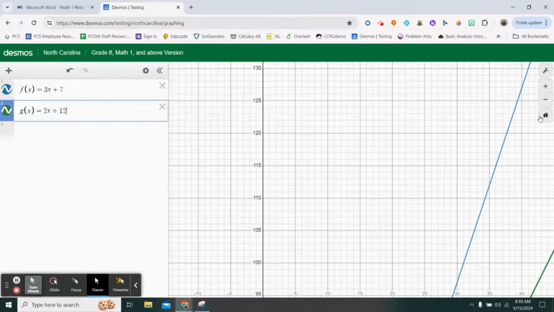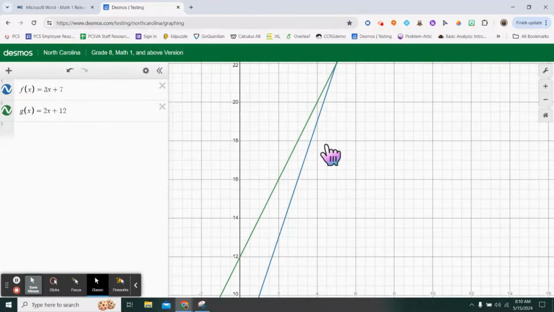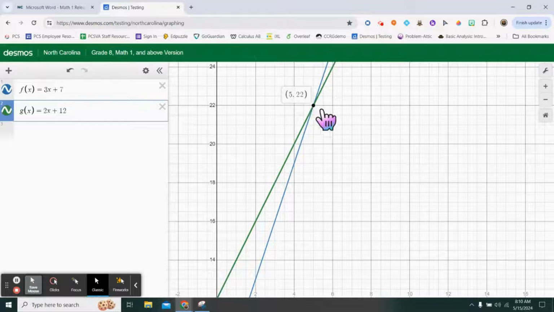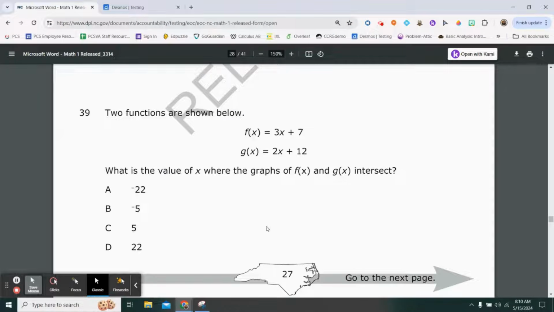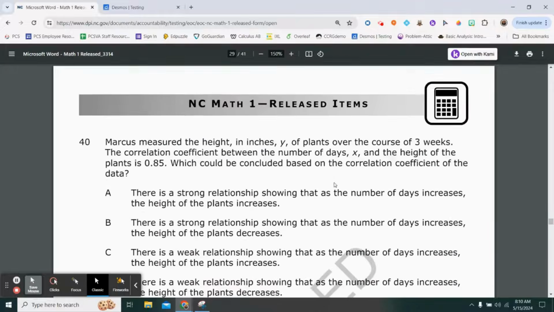And I'm going to go home button, gets me back zoomed out regular. Click where they intersect. It wants the x value. The x value is 5. Voila, another problem solved. All right, moving to 41.